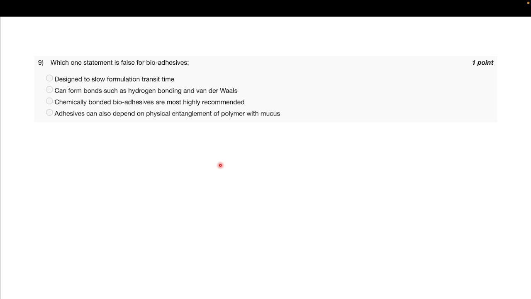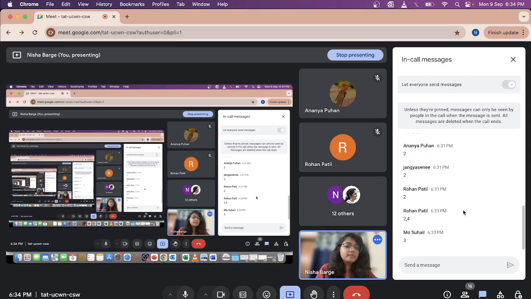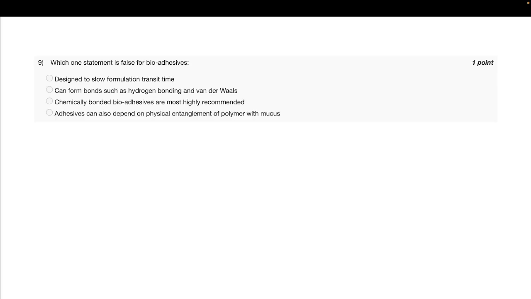Anybody else wants to give it a try? Thank you for answering. Third one. Okay, thank you. Others? Okay, most of you are typing. I'm sorry if I'm not able to look at it at the proper time.